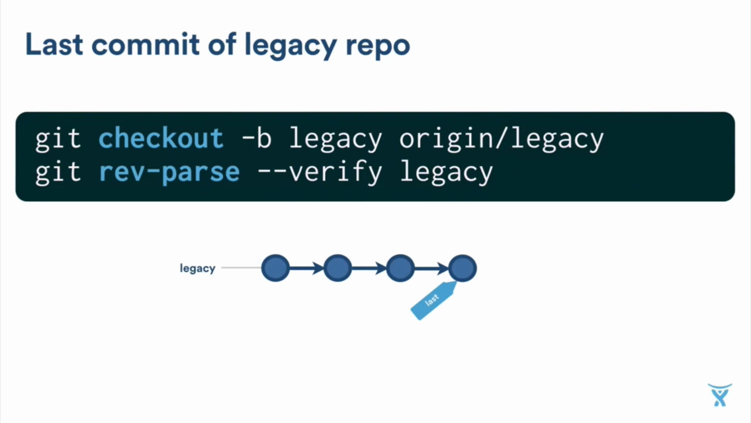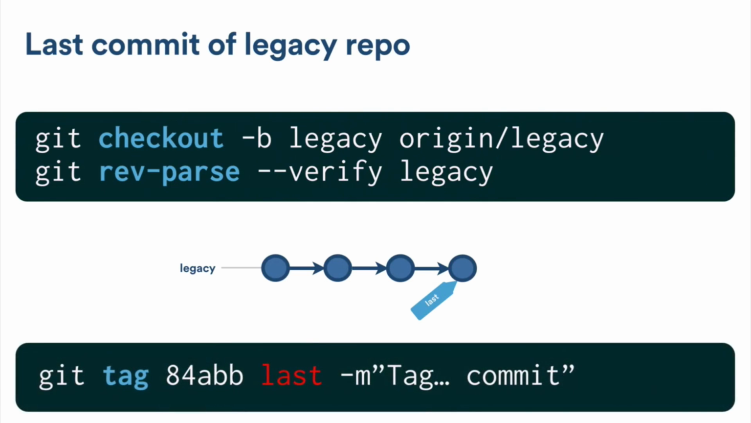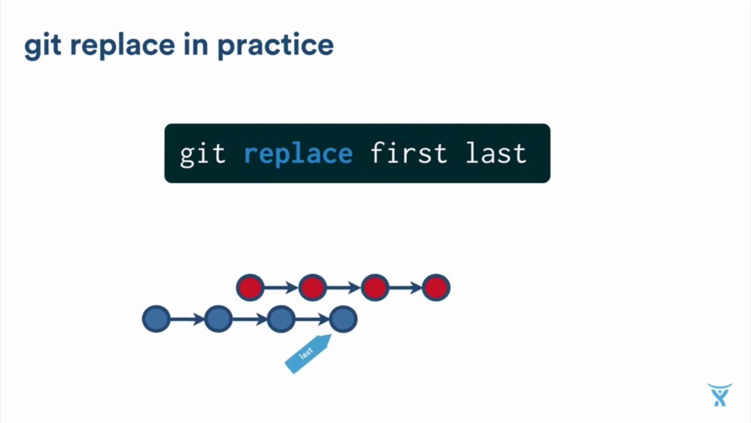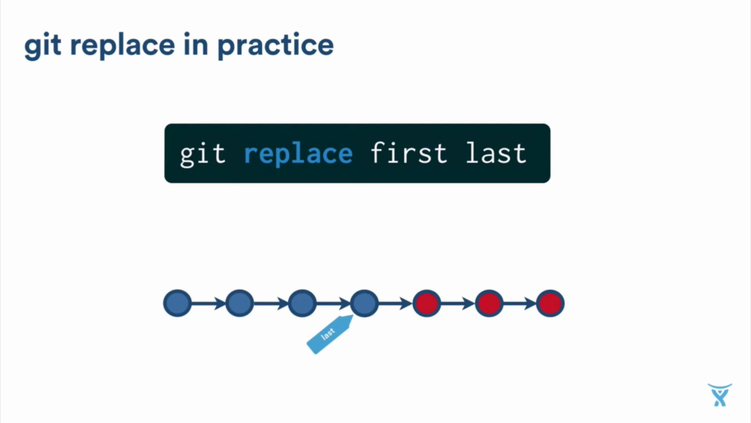And then if you want to know exactly what the latest commit of a branch is, you can use many techniques. This is one. You can use rev-parse --verify, and you'll get the unique identifier of the last commit of a branch. You tag it last. And once you have those 2 tags, the command is git replace the first commit with the last. And I just replayed the animation for you. It's beautiful. It took me a long time to do this. No, I'm kidding.